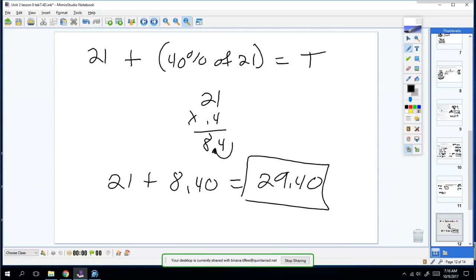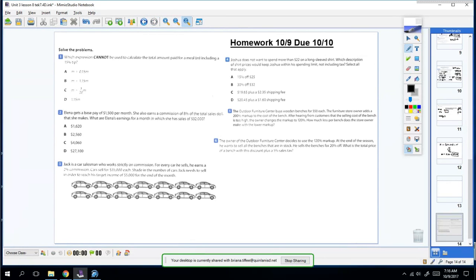And let's do your problem on your homework. There it is. Okay, so let's see, which one do we want to do? Let's do number 6. So the owner of the outdoor furniture center decided to use 120% markup. That's a significant amount. At the end of the season, he wants to sell all the benches that are in stock. He sells the benches for 20% off. What was the total price of the bench with this discount plus a 5% sales tax? Wow, that is an extremely intense problem.